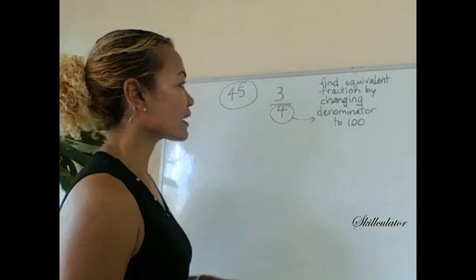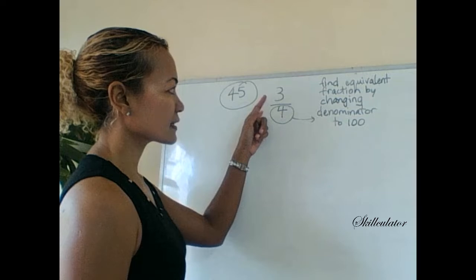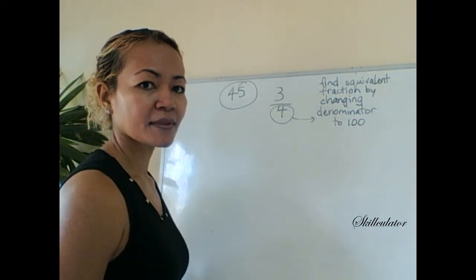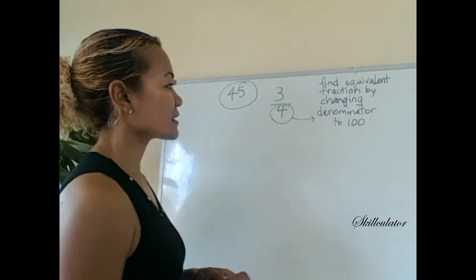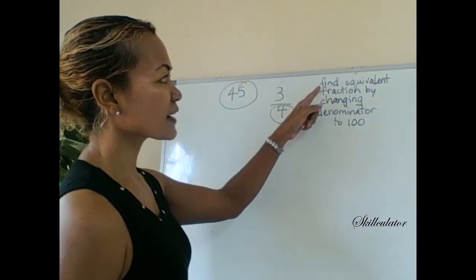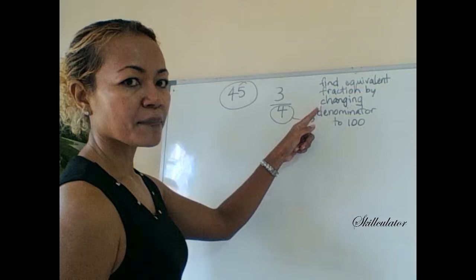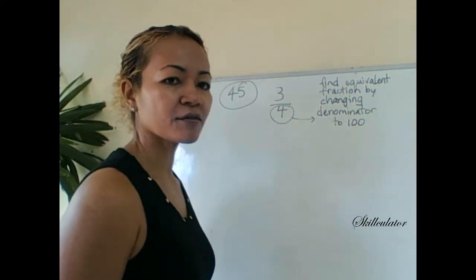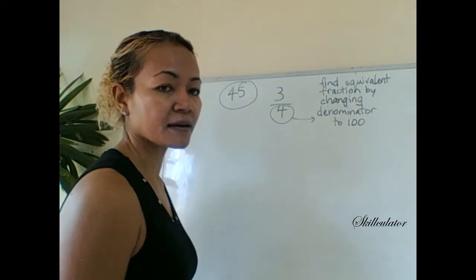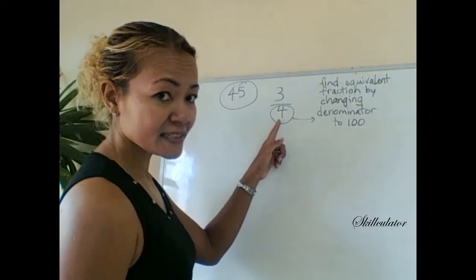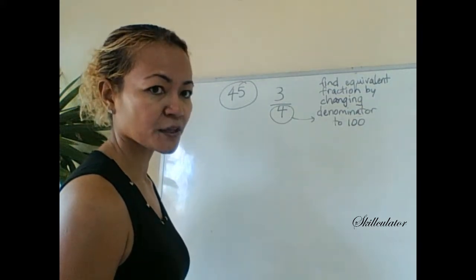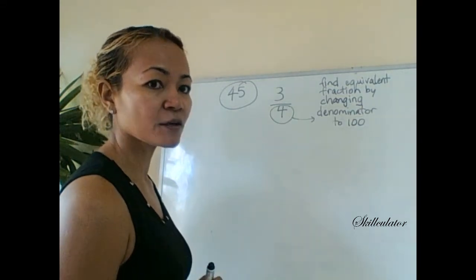Number 45 asks you to convert this fraction 3 over 4 into a percentage. How you do that is, first thing you must do is find the equivalent fraction by changing the denominator to 100. If your denominator was already 100, it's very, very easy to solve. But when it isn't, then you must convert it to 100. Find the equivalent fraction.